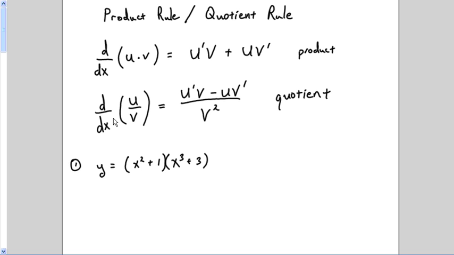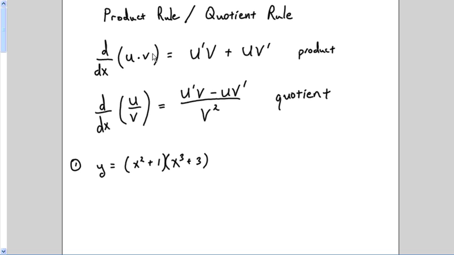Today's video is on the product and the quotient rule. Ooh, I can feel the excitement in the air. So, what do you do when you've got two functions to multiply times each other, or you're dividing two functions? Let's just go straight into how we do this.